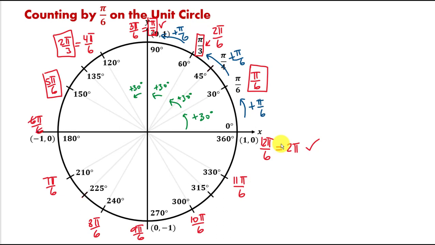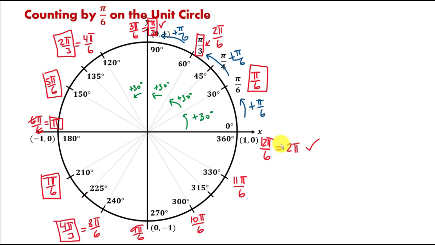6 pi over 6. If I divide out 6, I'm going to get pi. And we know that 180 is same as pi. Okay, that's good. 7 pi over 6. 8 pi over 6. That I can simplify. I can divide out 2, right? So it's 4 pi over 3.